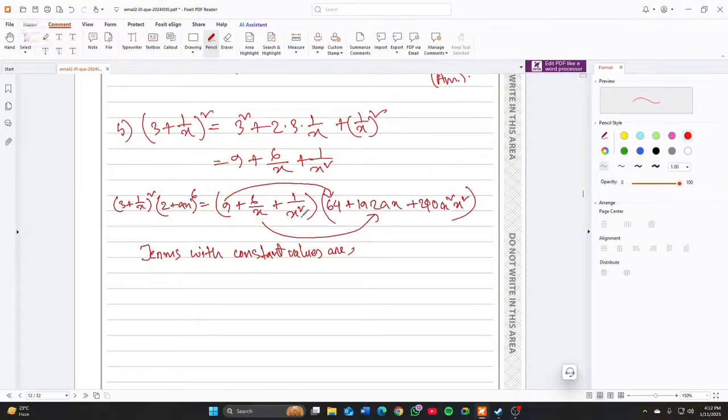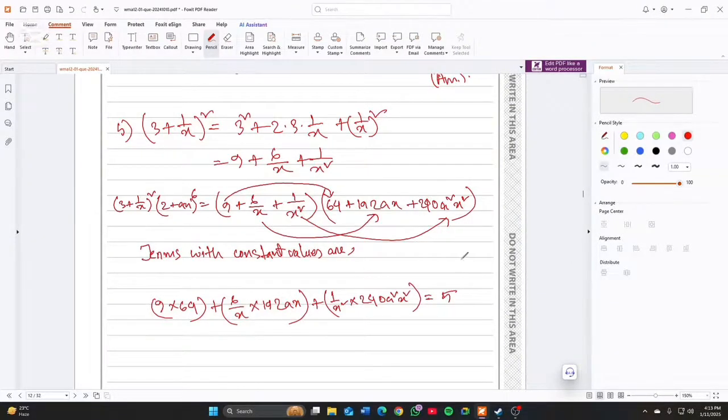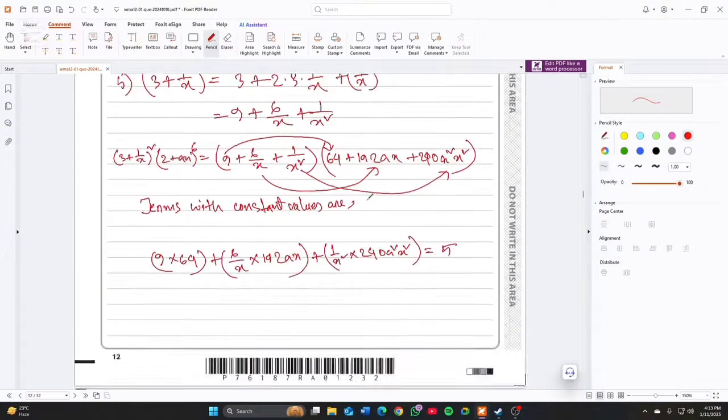Similarly for this one, this x square and x square, multiplying both of them cancels out the x squared. Therefore we can do 9 times 64 plus 6 by x times 192 ax plus 1 by x squared times 240 a square x square, and this total sum would be equal to what was given, 576.